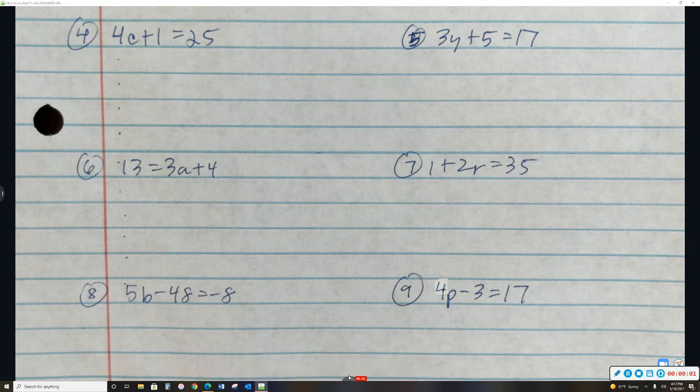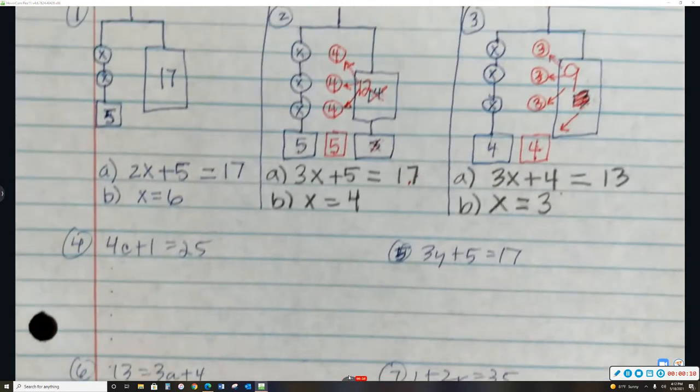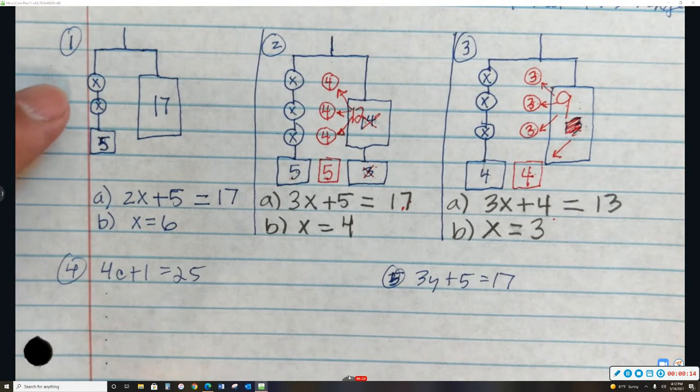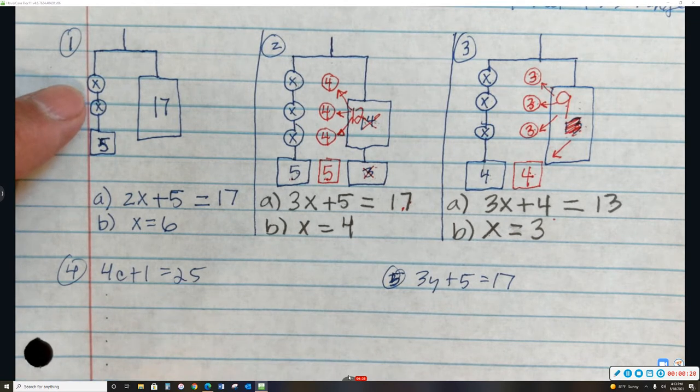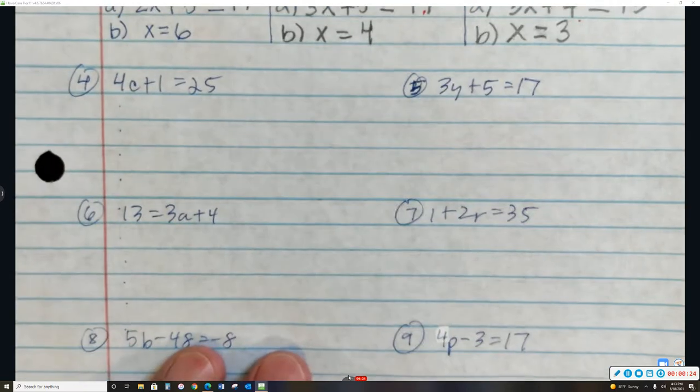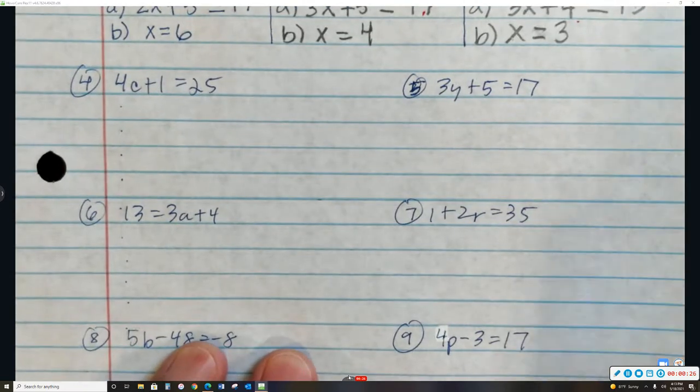So here's the next 6 problems. It's 4, 5, 6, 7, 8, and 9. Now we could continue with these hanger problems, but you know what? I'm a bit like you guys, and I don't want to write that much, so I don't want to draw the diagram. So I'm going to save these for another day, and I'm going to go back to how we were solving these before. Okay, when we map it out.